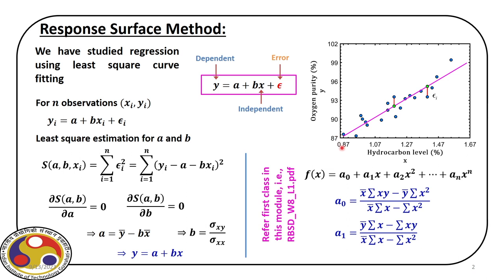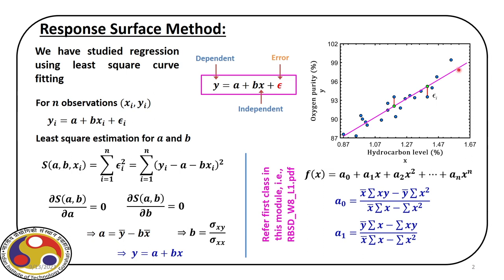As you can see in this case, it is between 0.87 to 1.67, but within this domain, once we fit a model, then we can work on that model and leave that actual physical model between oxygen purity and hydrocarbon level aside. Instead, we can use this pink model as the new model over which we can apply all our mathematical operations. And that's the reason it is called meta model.